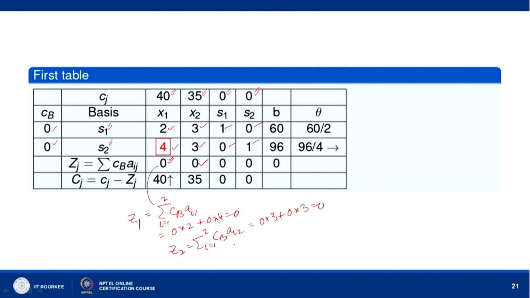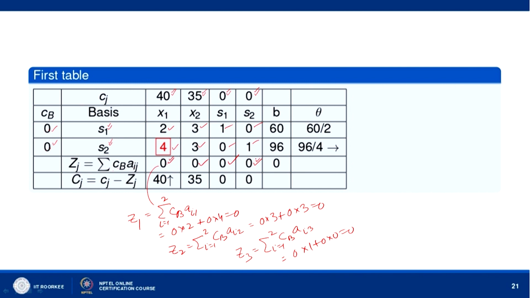Then Z3 means sigma i equal to 1 to 2 of Cb into Ai3, the third column, that is A13 and A23. So, we get 0 into 1 plus 0 into 0 equal to 0. Similarly, we get 0 into 0 plus 0 into 1 equal to 0.